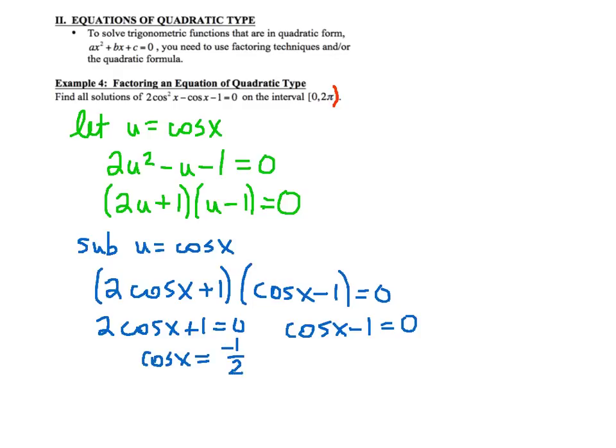Well, we know that cosine is only negative in 2 quadrants. That would be quadrant 2 and quadrant 3. So if you have a negative 1/2, then if you're in quadrant 2 and quadrant 3, that means you're going to be at 2 pi over 3 and 4 pi over 3.